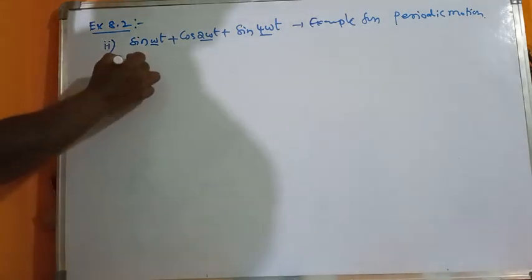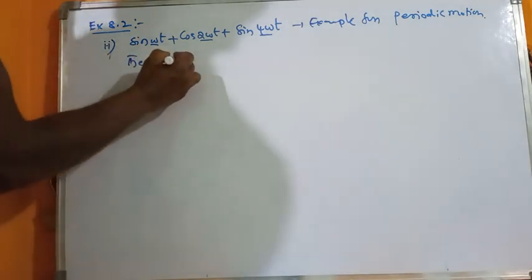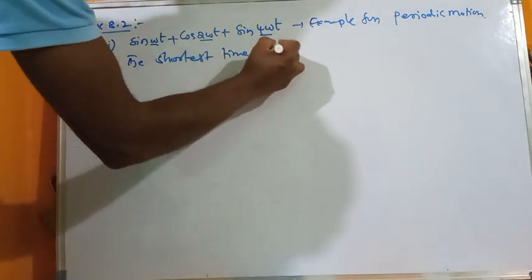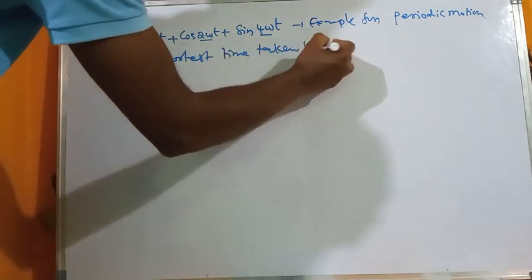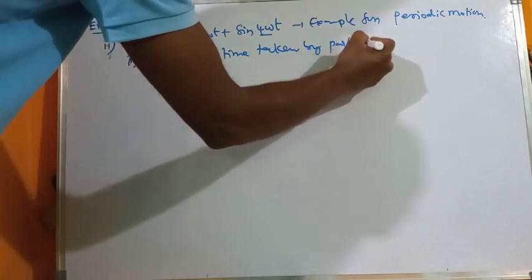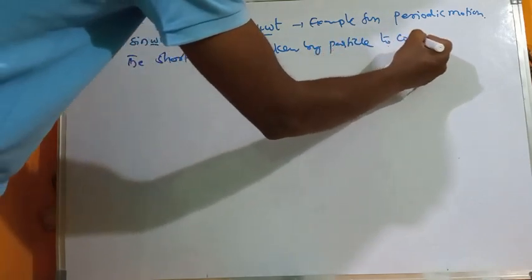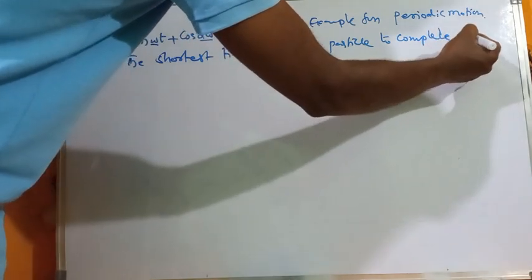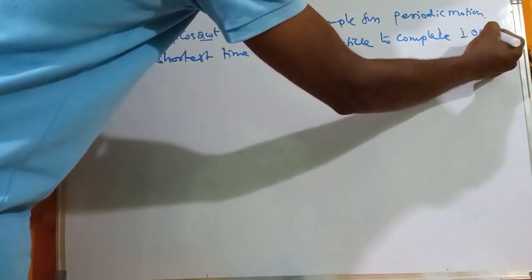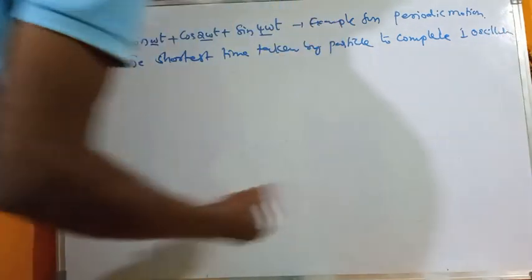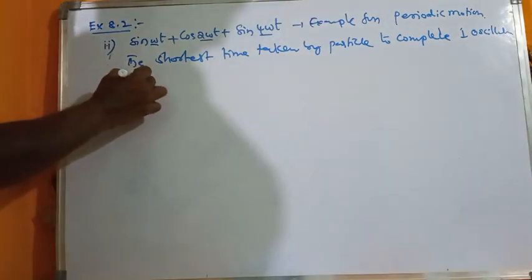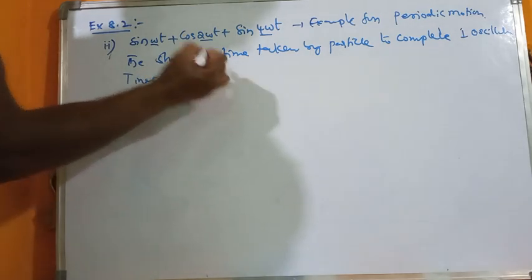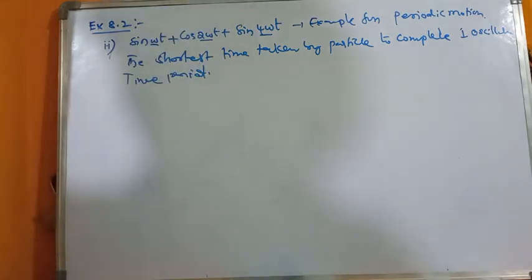The shortest time taken by the particle to complete one oscillation is the time period T. This is our time period.